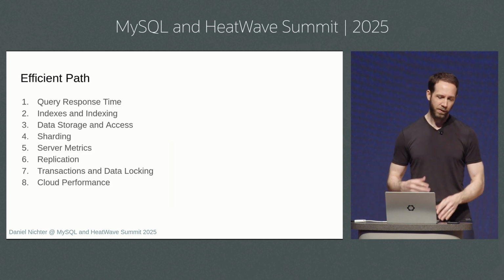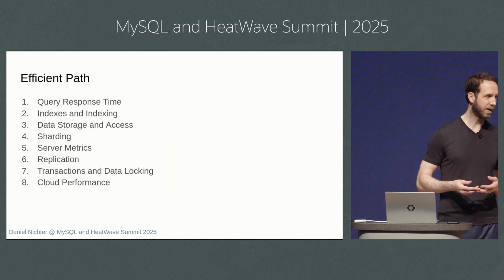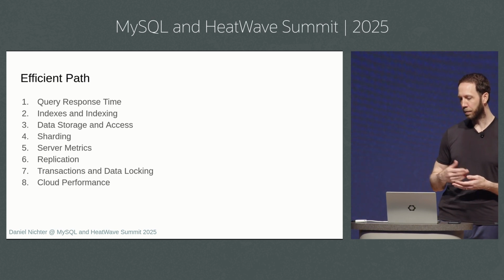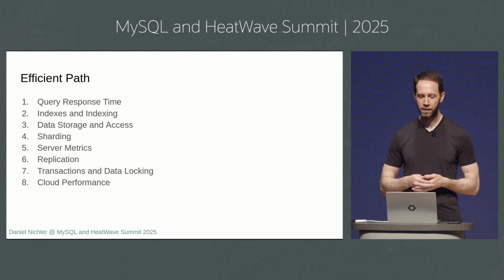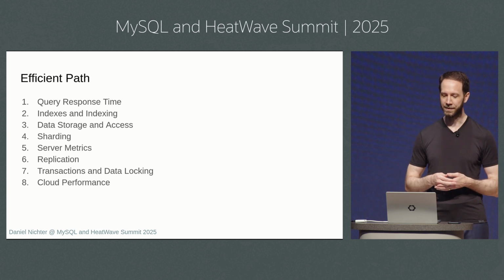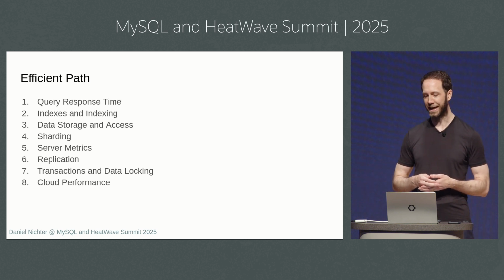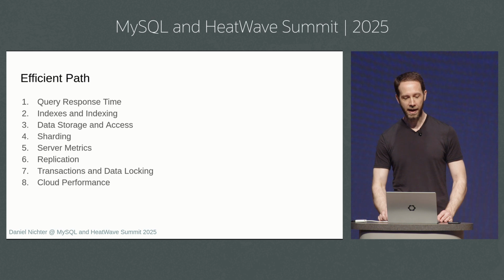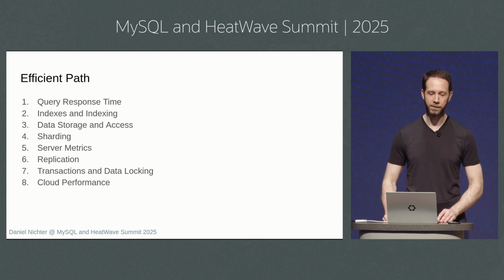So the full presentation of this talk, again, usually about an hour long, I go through these 8 things. Number 1 is query response time. Number 2 is indexes and indexing. Number 3 is data storage and access. 4 is sharding. 5 is server metrics. 6 is replication. 7, transaction and data locking. And 8, talk about performance in the cloud.